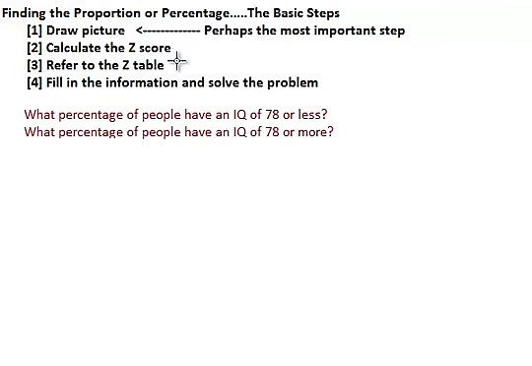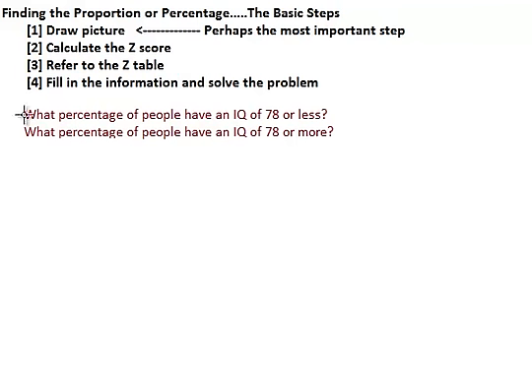Number three, refer to the z-table. There are at least two different possible z-tables. One z-table tells you the area between the mean and z, and the other z-table tells you the area beyond z. We'll talk about how to pick the correct z-table. And then number four, fill in the information and solve the problem.